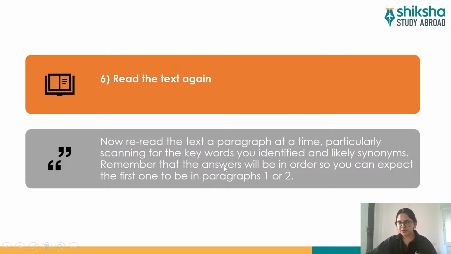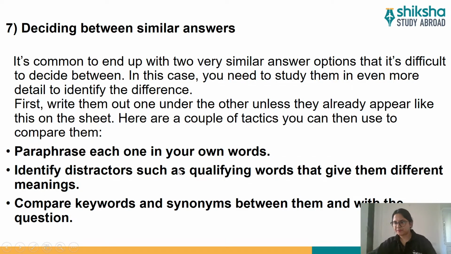Remember that the answers will be in order, so you can expect the first answer to be in paragraphs 1 or 2. Now what does this mean? In multiple choice questions in the IELTS reading paper, you usually get the answers in chronological order. That means the first answer can be in 1 or 2 paragraphs, and then for questions 2 and 3, those will be in paragraph 2 and 3. Wherever you found the answer for question 1, the answer 2 will be given below that. Okay, that is the meaning of this.